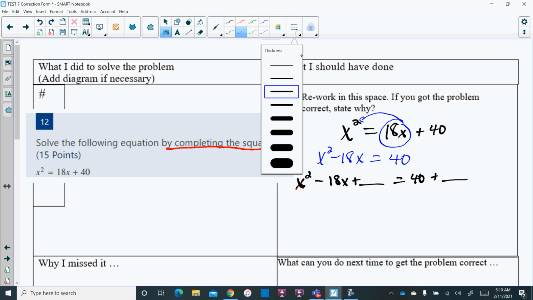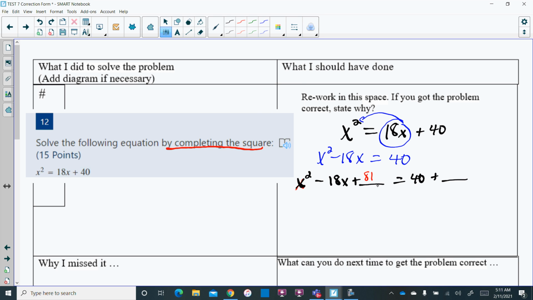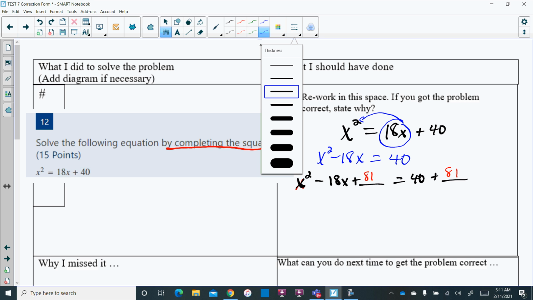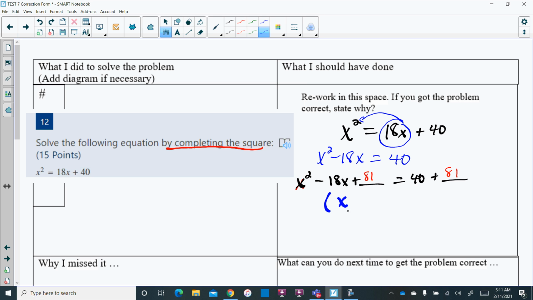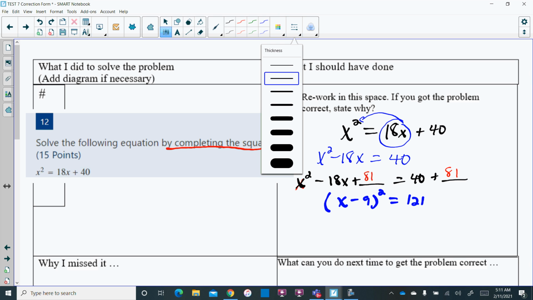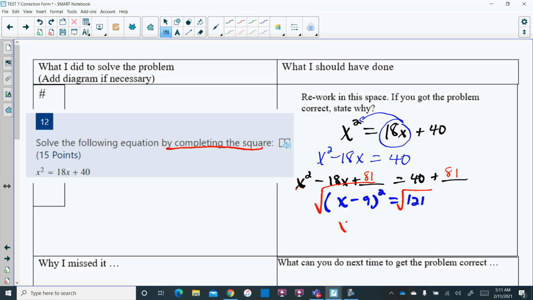So in there, half of 18 is 9, and then 9 squared is 81. So we have 81. Then we're going to simplify or factor the left side. So this becomes (x minus 9) squared, and then we're just going to add the right side. So when we add that up, that gives me 121. And then to solve it, so this one we're solving all the way through. You take the square root. This is just going to be x minus 9, and this is going to be plus or minus 11. We keep going because we're solving for x. We're going to add that 9.